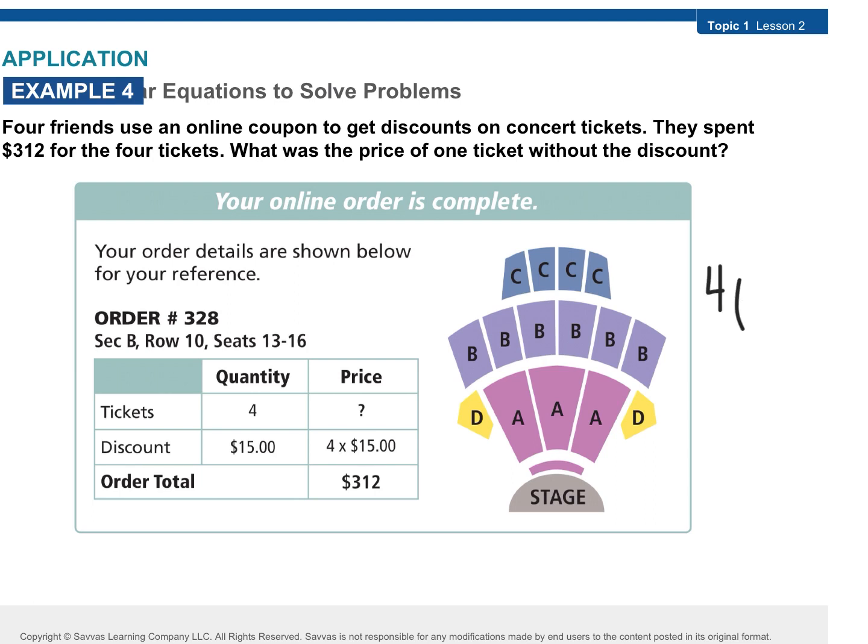So I'm going to say P is the price of the ticket originally, then minus my discount of $15. That's going to be my cost. Well, what was my cost equal to? My cost was equal to 312. So that gives me my equation set up to solve. I'm not going to work that out. I just wanted to give you an idea of how to conceptually think through and set up word problems.